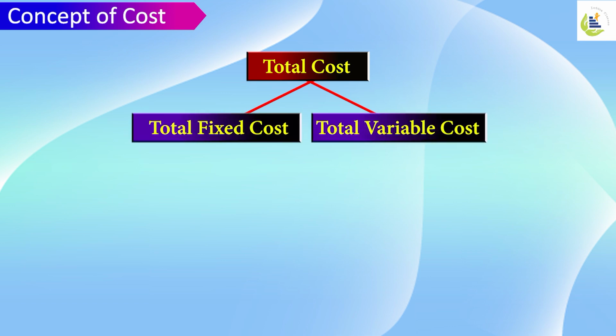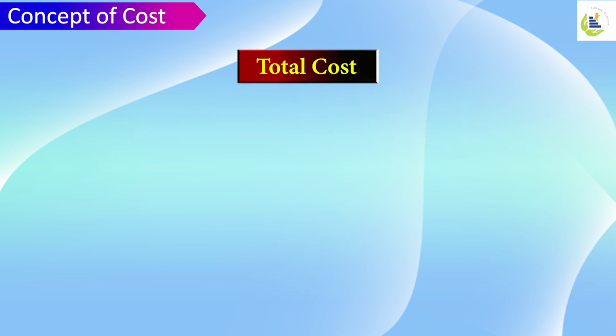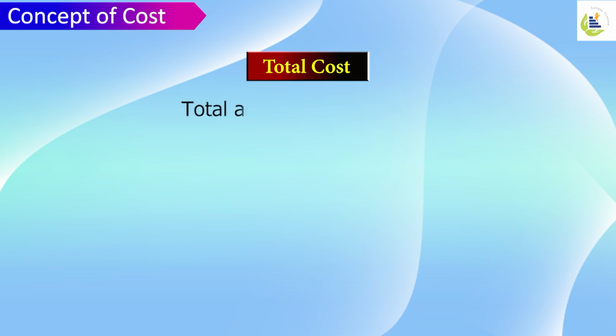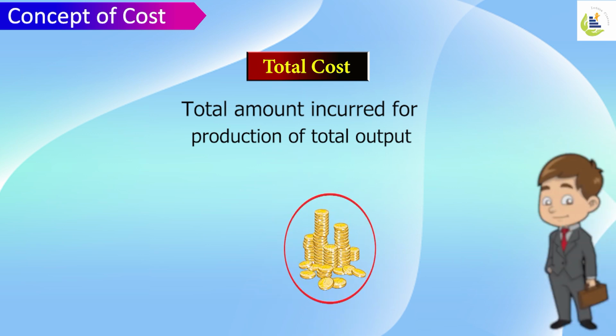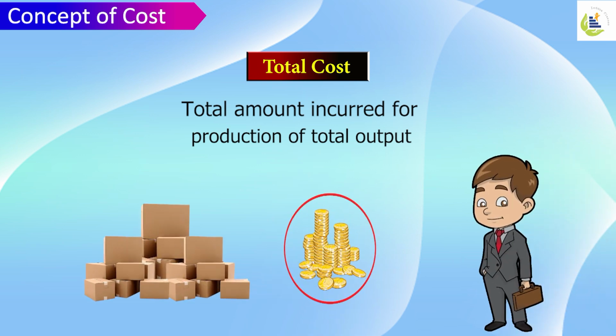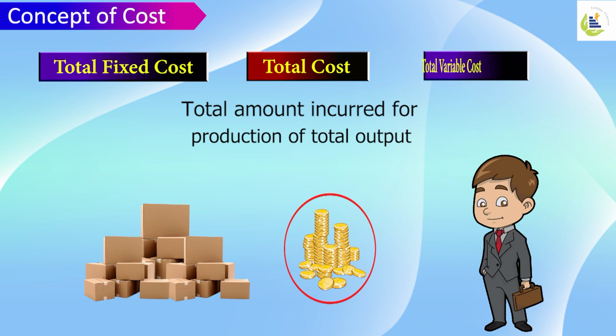So what do I understand? Total cost of production is total fixed cost and total variable cost. So let us understand what is total cost of production. The total amount incurred for production of total output is called total cost of production. So what is total cost of production? It is the total amount incurred by a producer for the production of a commodity. It has 2 components, as I have said, total fixed cost and total variable cost.